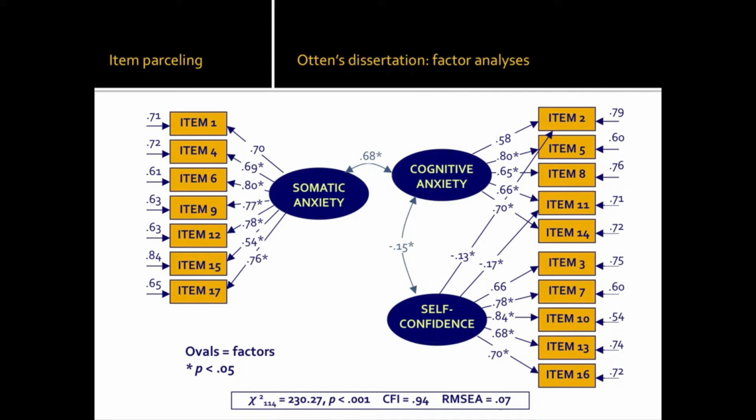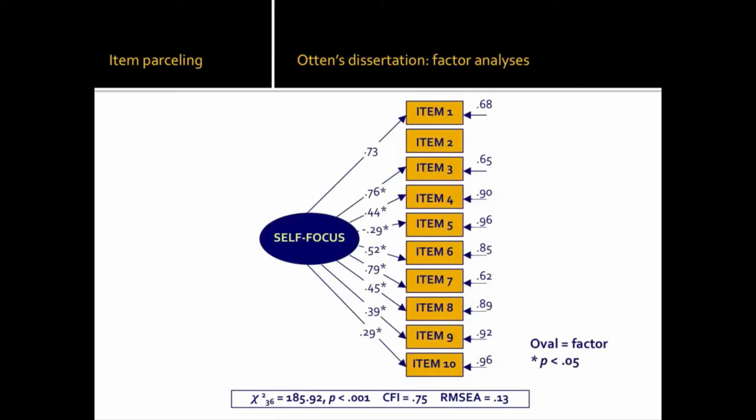And so then we might be tempted to just make 3 variables here: one for somatic as a composite, one for cognitive as a composite, and one for self-confidence as a composite. So that was the temptation. Then we move forward with self-focus, which was less well-defined. The CFI for this one was only 0.75, so item 2 we dropped out.